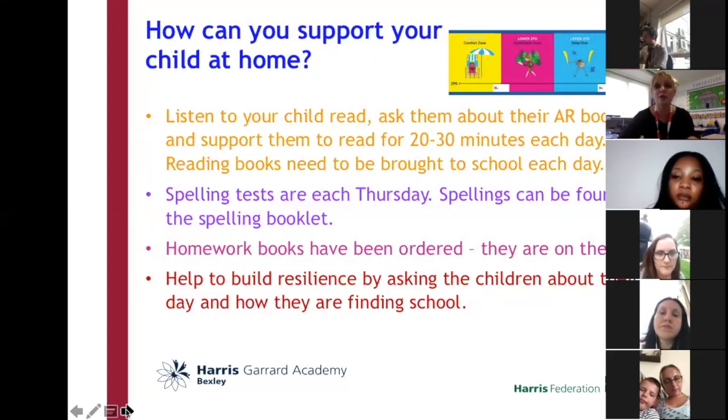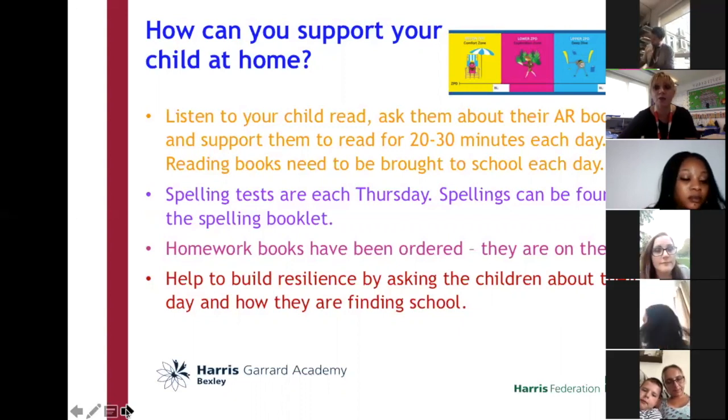You might find that we give some little tasks in between, like practicing number bonds, really getting used to their reading in between that whilst we're waiting for those books to arrive. We're also wanting to help build children's resilience. So really by asking children about their school day and how they're finding school will be really useful for them.